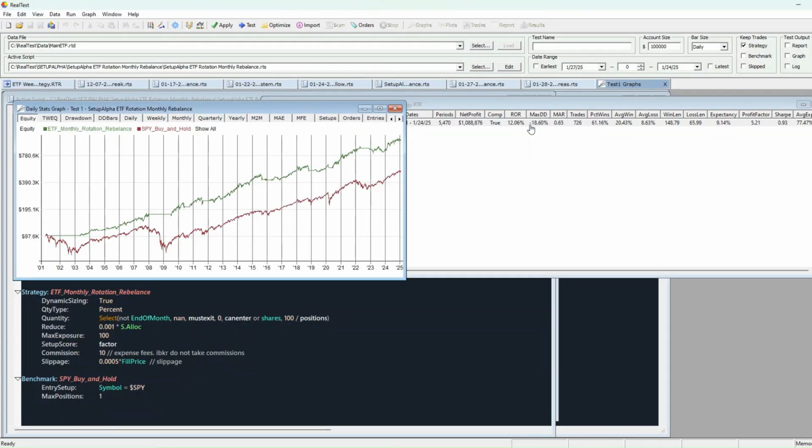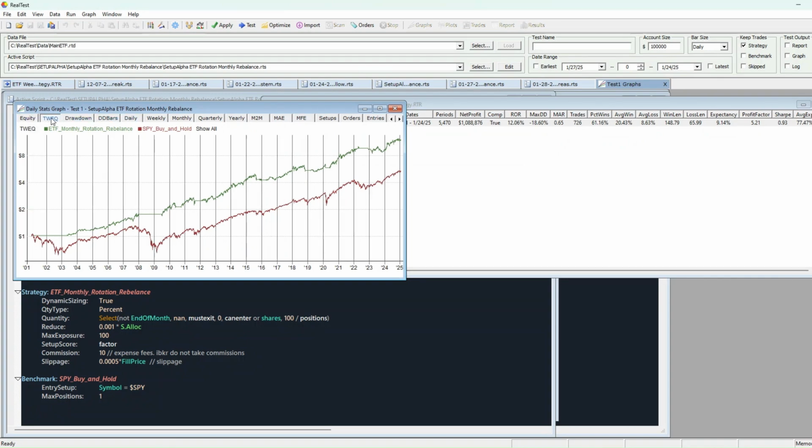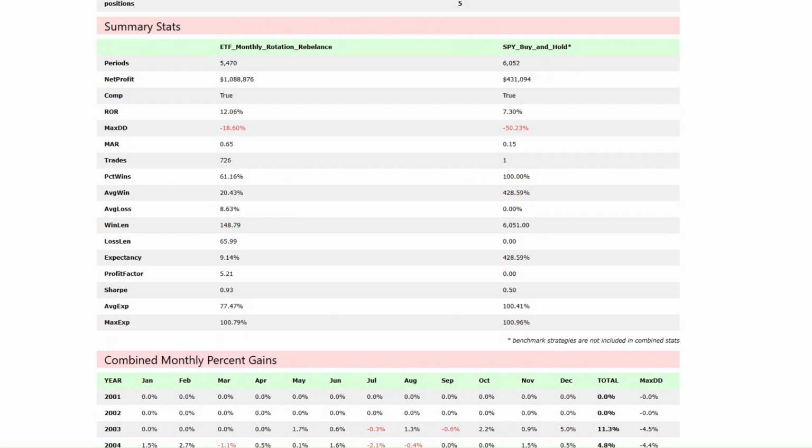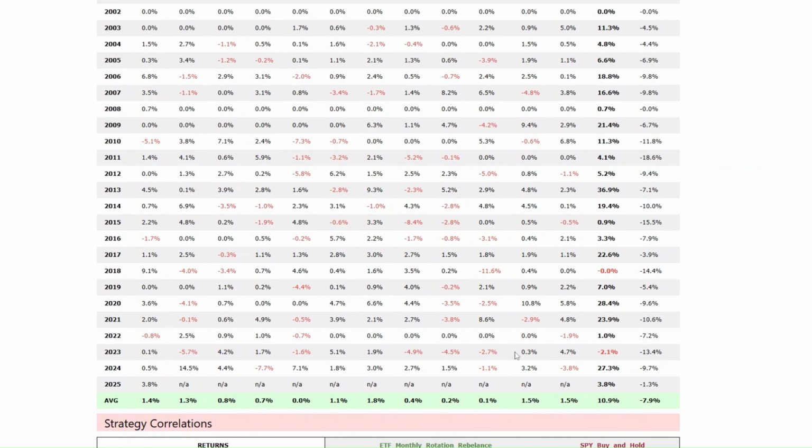Now let's talk results. You can see how our approach consistently outperforms over the long term. Over the last 25 years, annualized return, ROR, 12%, maximum drawdown, negative 18%, Sharpe ratio 0.93, maximum exposure 100%. Even in challenging years like 2023, which ended at minus 2%, the strategy has proven resilient. For example, 2024 closed with a plus 27% gain, highlighting its ability to thrive in volatile conditions.